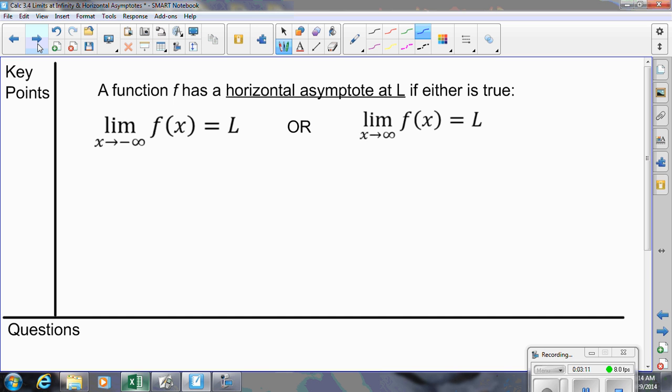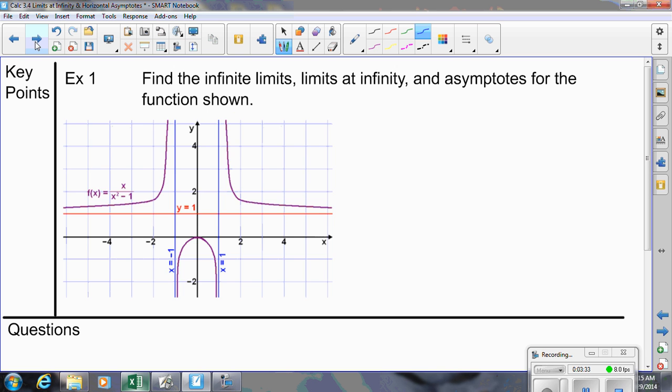Here's the calc definition for a horizontal asymptote. If you take a limit going to positive infinity, or if you take a limit that goes to negative infinity, but it will equal some finite number L, that's how you can recognize horizontal asymptotes. We'll just need to evaluate a limit. Since it's all about evaluating limits, here's a graph. What do you know?